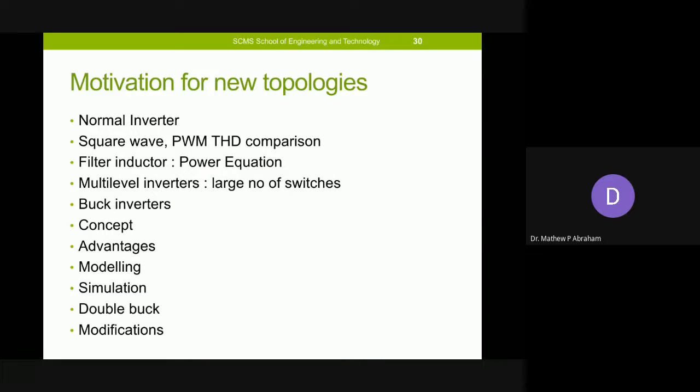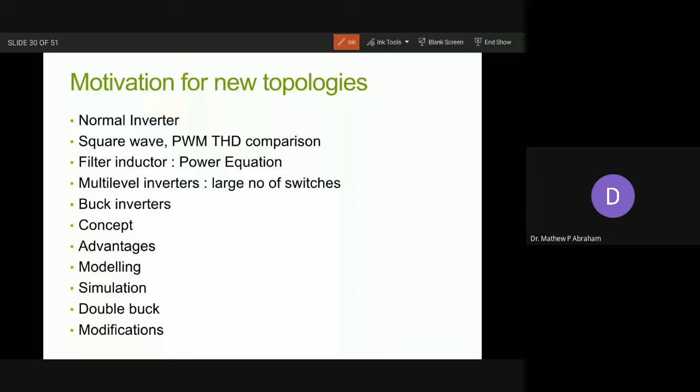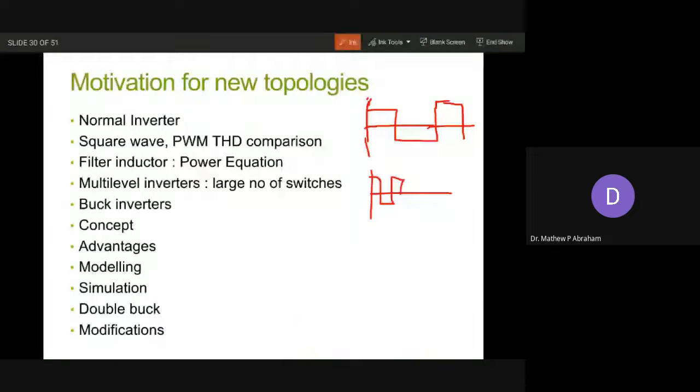Now we go to our next part, which is just an introduction to the other inverter topologies. The basic disadvantage of our standard inverter is that it has more THD content. Right? A basic inverter was a square wave inverter, right? But square wave inverters are not used now. We go in for what is called PWM inverters.